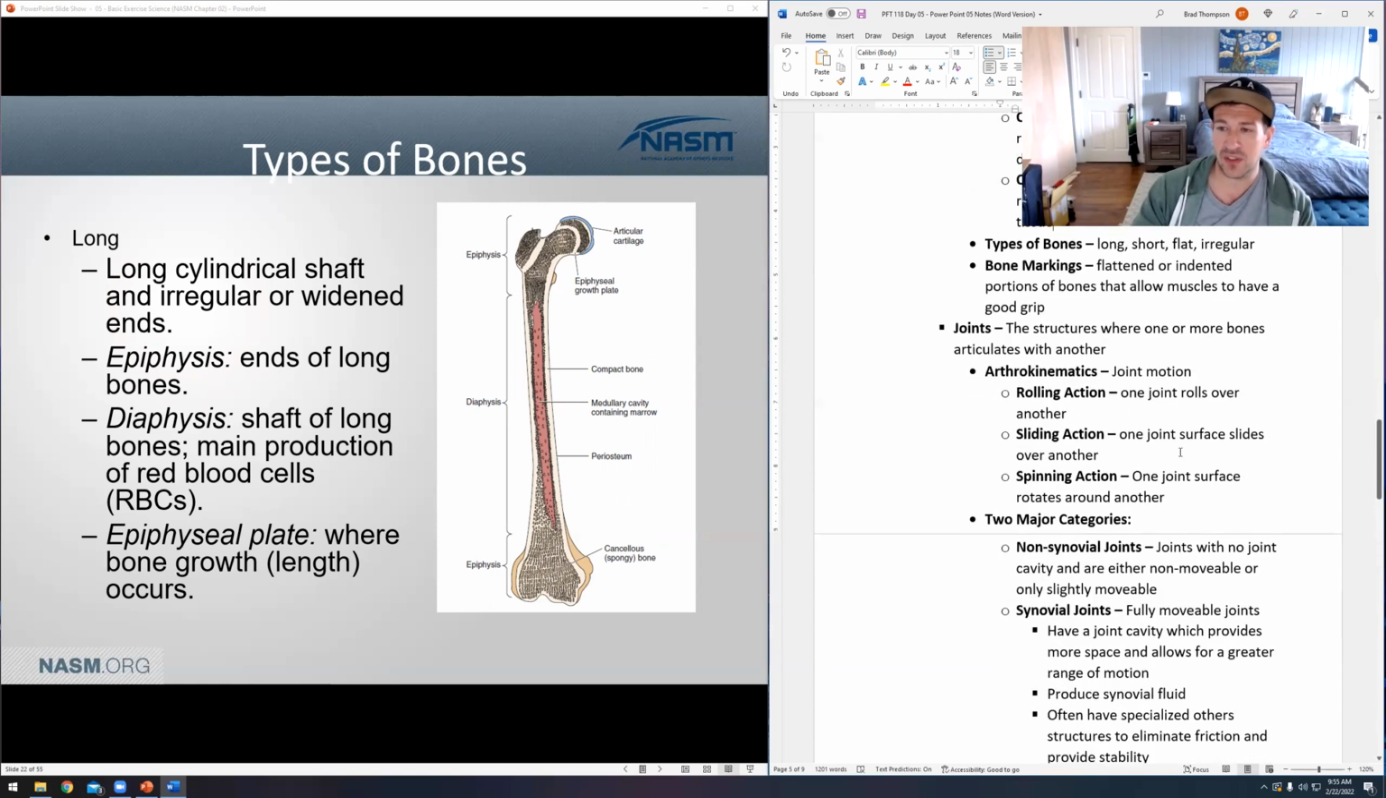So as we're looking at bones, we've got a couple different types. We've got long bones. They are long. Shocker.